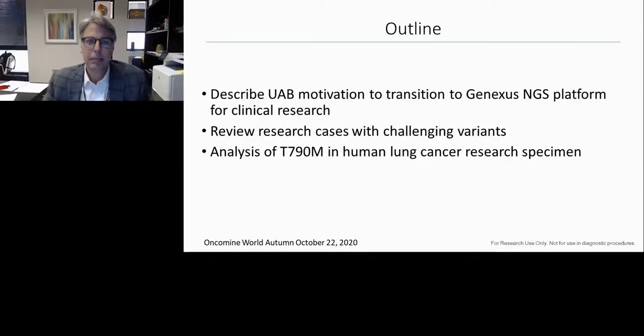Okay, so today I'm going to talk about the Genexus system and go over the motivation that we at UAB had for transitioning over to the Genexus, and then talk about some research cases that we ran on the Genexus when we were evaluating it. And then I'm going to finish up with an interesting case describing a mutation in a human lung cancer specimen.